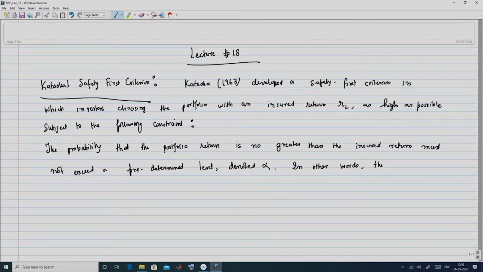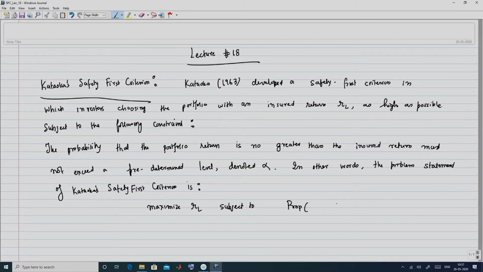So, in other words, the problem statement of Kataoka's safety first criteria is the following, that you want to maximize RL subject to the following probability, and the probability is that the probability that your RP being less than your RL is going to be less than or equal to some predetermined level denoted as alpha. Okay, so I will explain this in a little more detail as we move along.